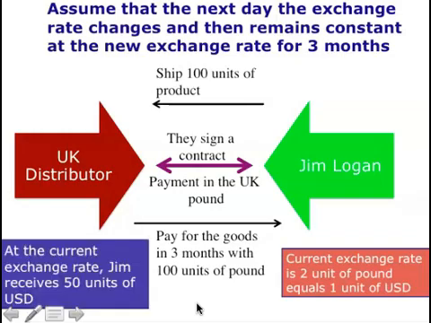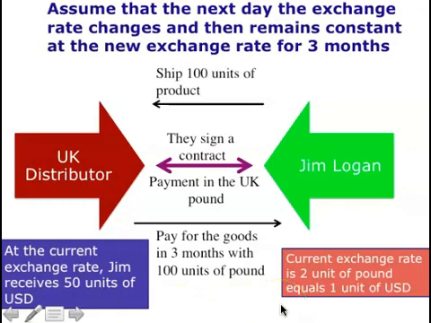So we look at this exchange rate. In the foreign currency, Jim still receives 100 units of pound. But when Jim converts the pound into dollar, how much does Jim receive? Jim only receives 50 units of US dollar. If you compare to the previous exchange rate, which is 1-to-1, which one is better? The previous one is better for Jim, but this one is not.